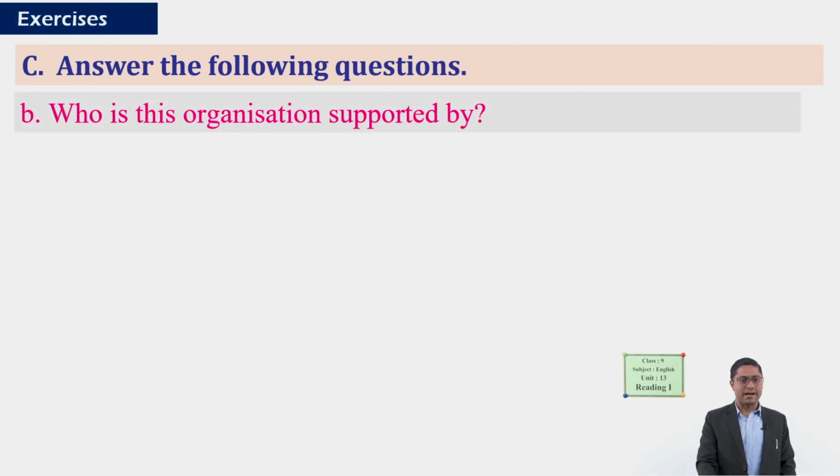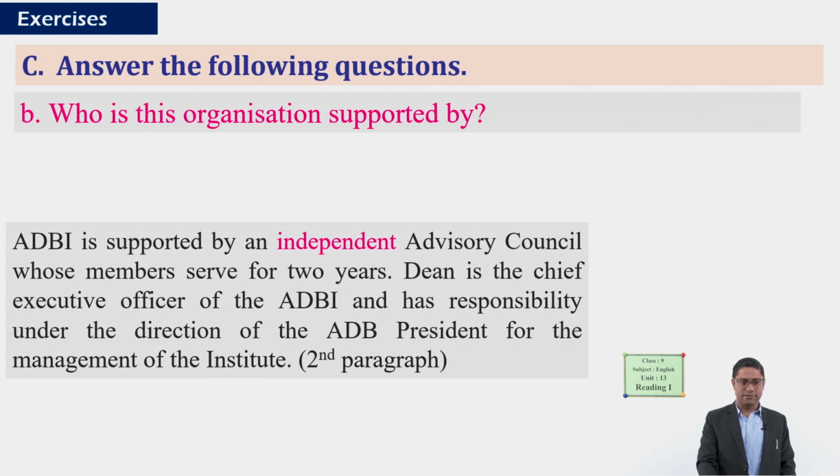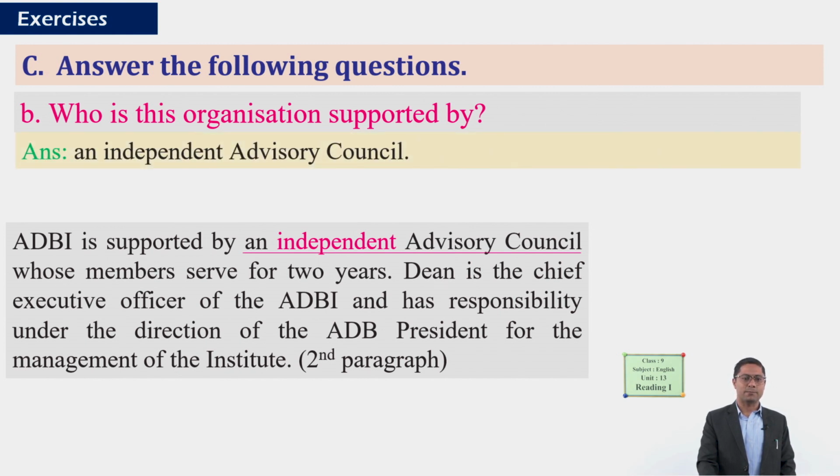Who is this organization supported by? Okay, can you find the answer from this text, second paragraph of the text? Yeah, it is highlighted there. Can you see? An independent advisory council. So, your answer is an independent advisory council.